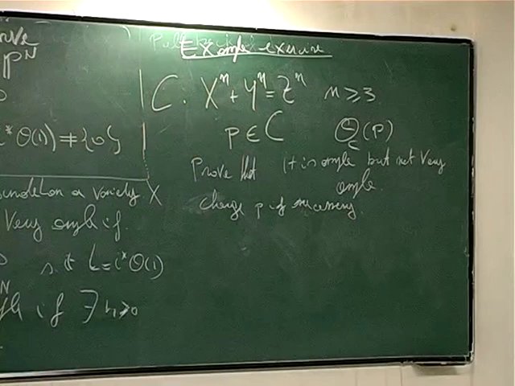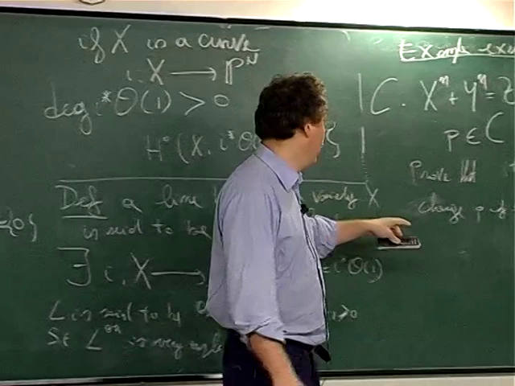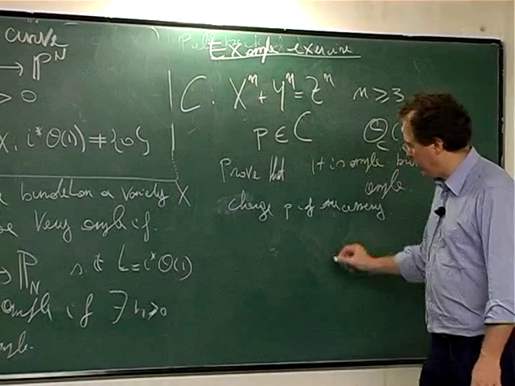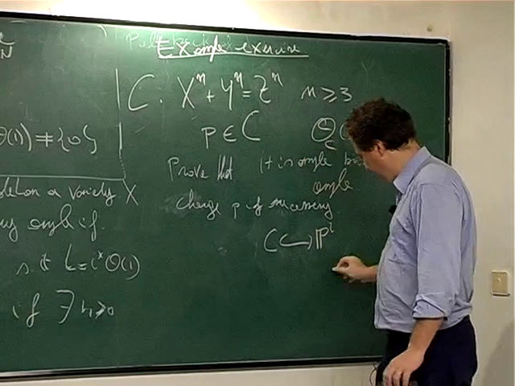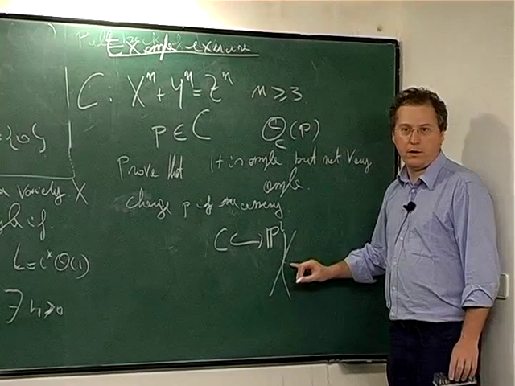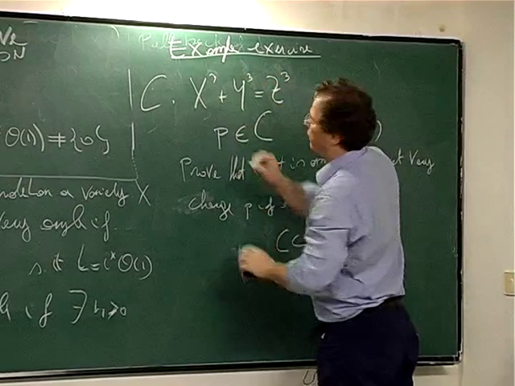You can change P if necessary. I don't say that for fixed P it is very ample, it is ample, but you can prove it, but you need a little bit of work. I just say there exists a P for which it is very ample. What you need to do is, C is inside P2, and then it suffices to find a line which has an inflection point in one point of C. Okay, you can do it. This is sure that it works.